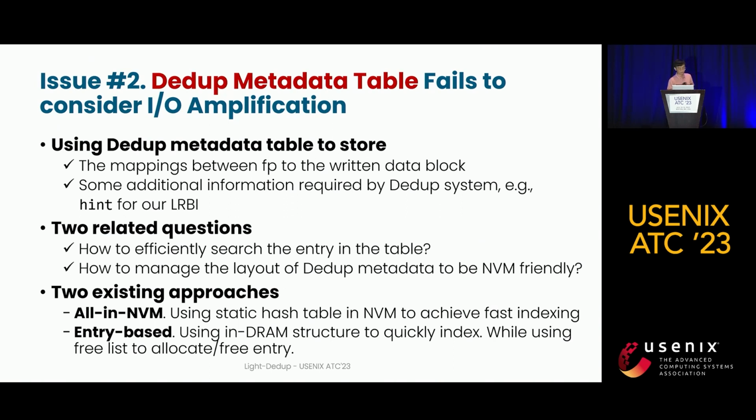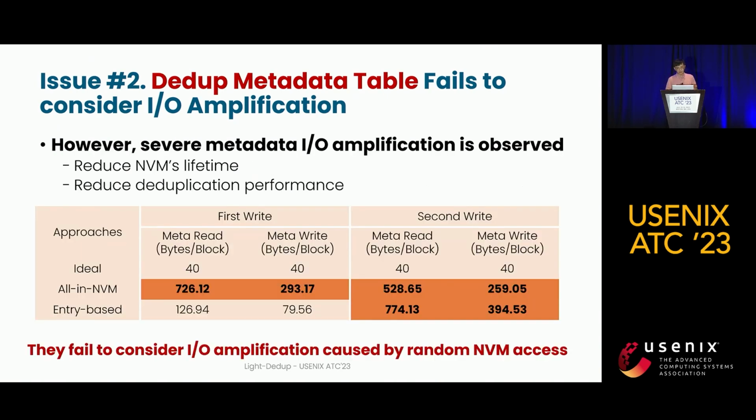There are two existing approaches to answer these questions. The first is the all-in-NVM design, which deploys a static hash table in NVM to achieve fast indexing, allocation, and free. The second is an entry-based design, which uses in-DRAM structures to quickly index while using a free list to allocate and free the entry. However, our observations show that these methods both suffer severe metadata I/O amplification. The main reason is that these approaches fail to consider I/O amplification caused by random access of NVM.